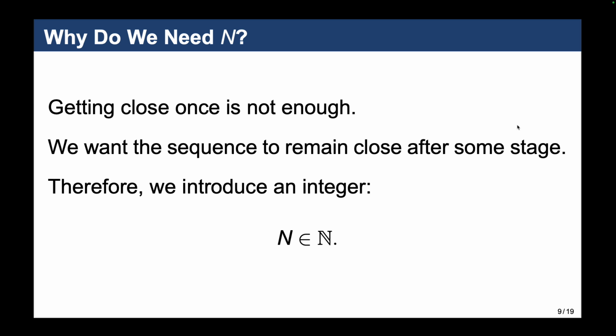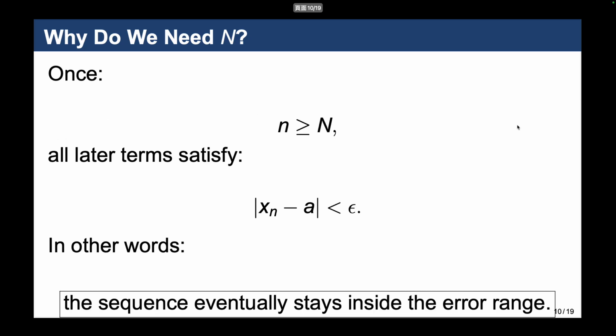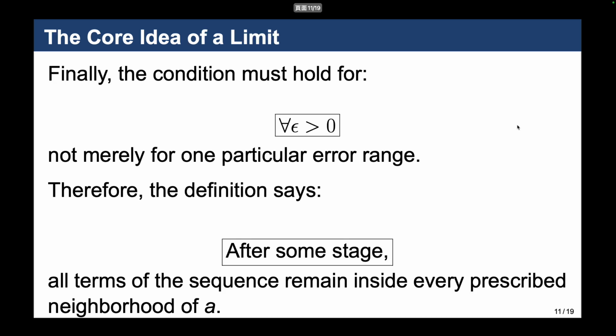Why do we need N? Getting close once is not enough. We want the sequence to remain close after some stage. Therefore, we introduce an integer N, which belongs to the natural numbers. Once n is greater than or equal to N, all later terms satisfy that the distance between x_n and a is less than epsilon. In other words, the sequence eventually stays inside the narrow range.